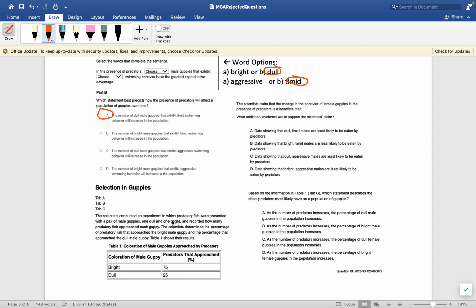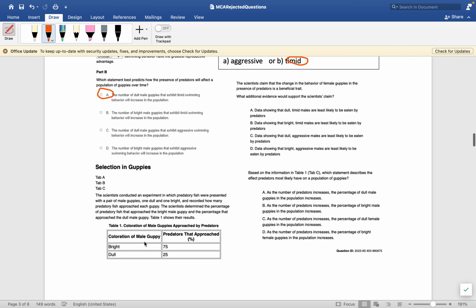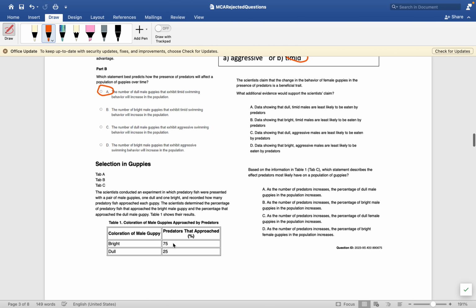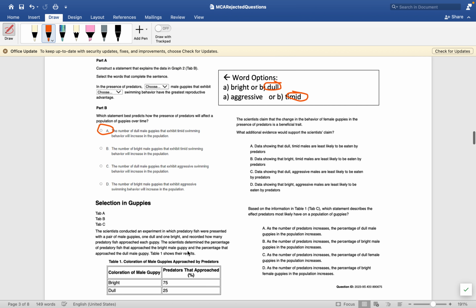The scientists conducted an experiment in which predatory fish were presented with a pair of male guppies, one dull, one bright, and recorded how many predatory fish approached each guppy. The scientists determined the percentage of predatory fish that approached the bright male guppy and the percentage that approached the dull male guppy. Table 1 shows the results. So here we have bright. Predators prefer bright male guppies because they stand out versus your dull because they are more camouflaged, right?